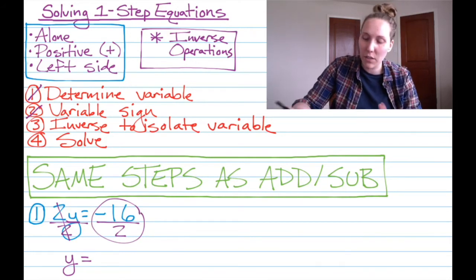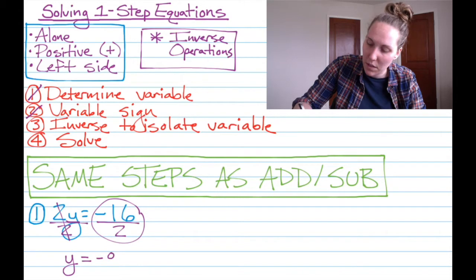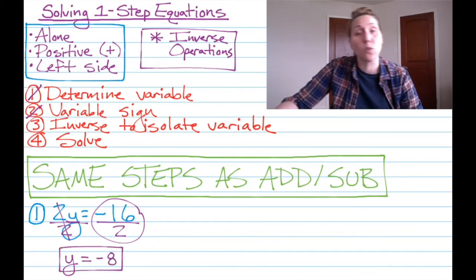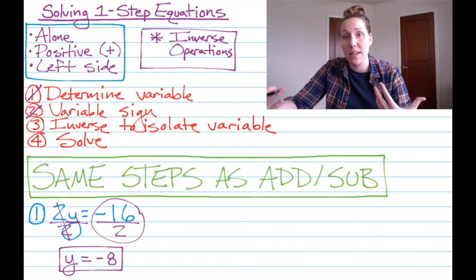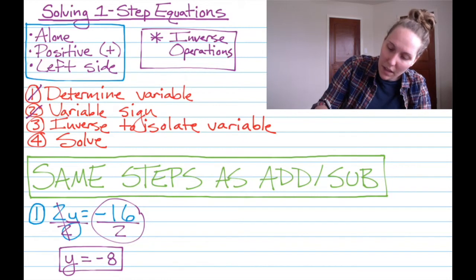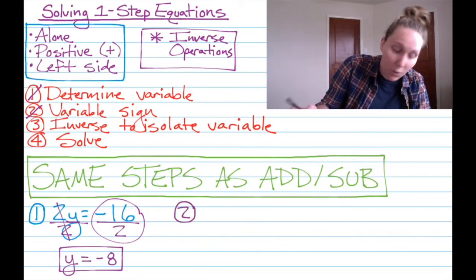You can put that in your calculator, or if you know that in your head, that's great too. Gives me negative 8. Make sure you put that negative with that 16. That's really important. If a number has a sign, you've got to make sure you plug that in your calculator. Okay? Let's do number 2.